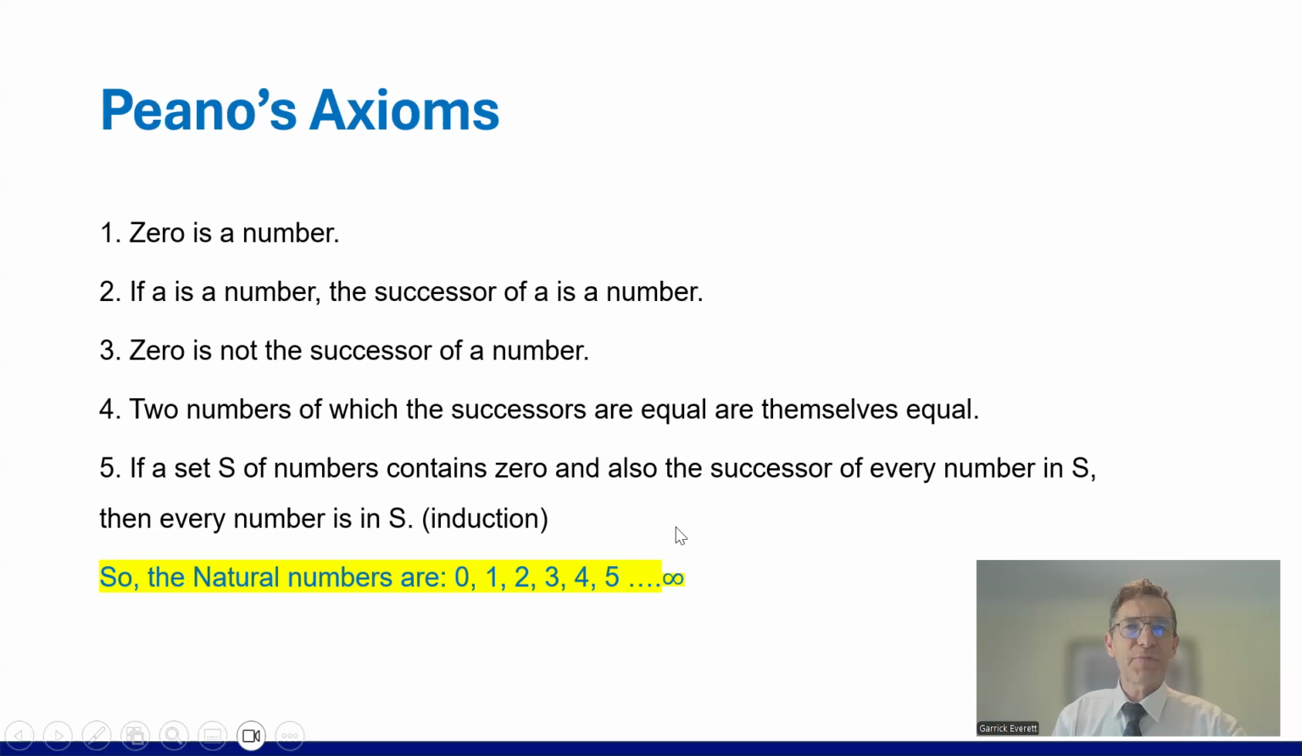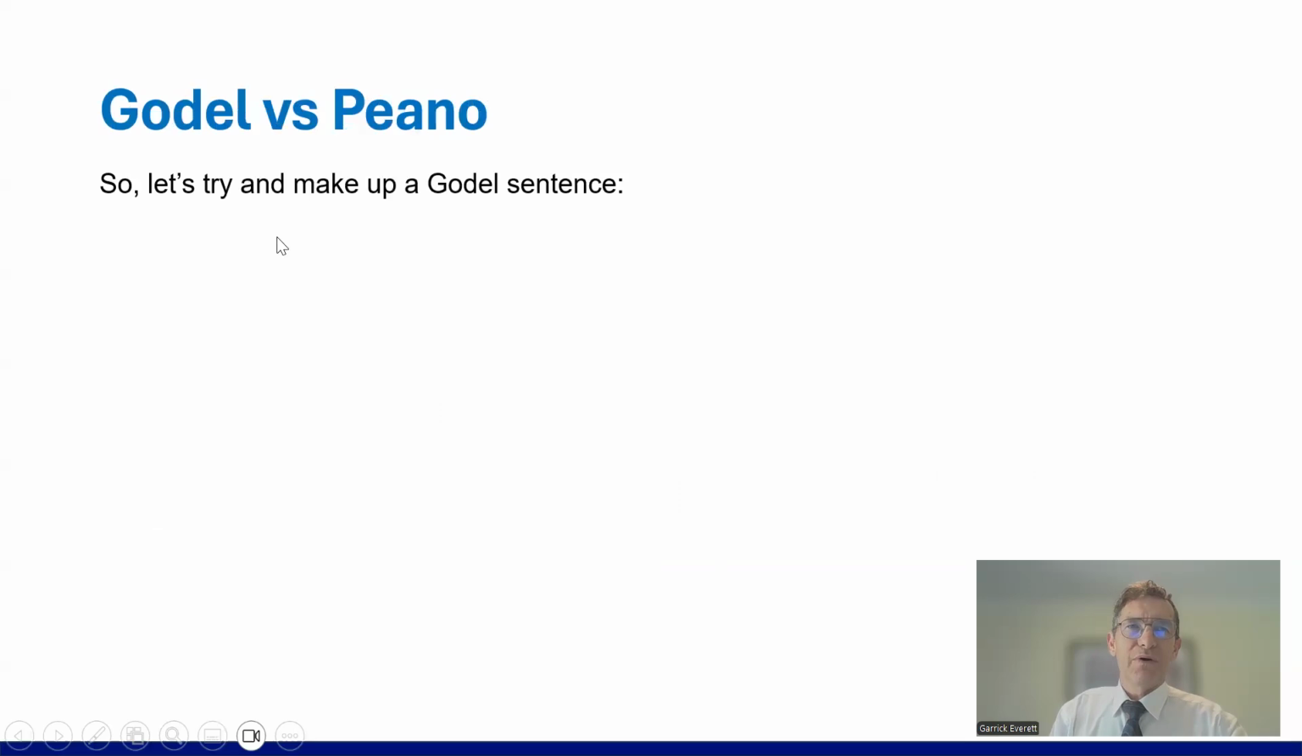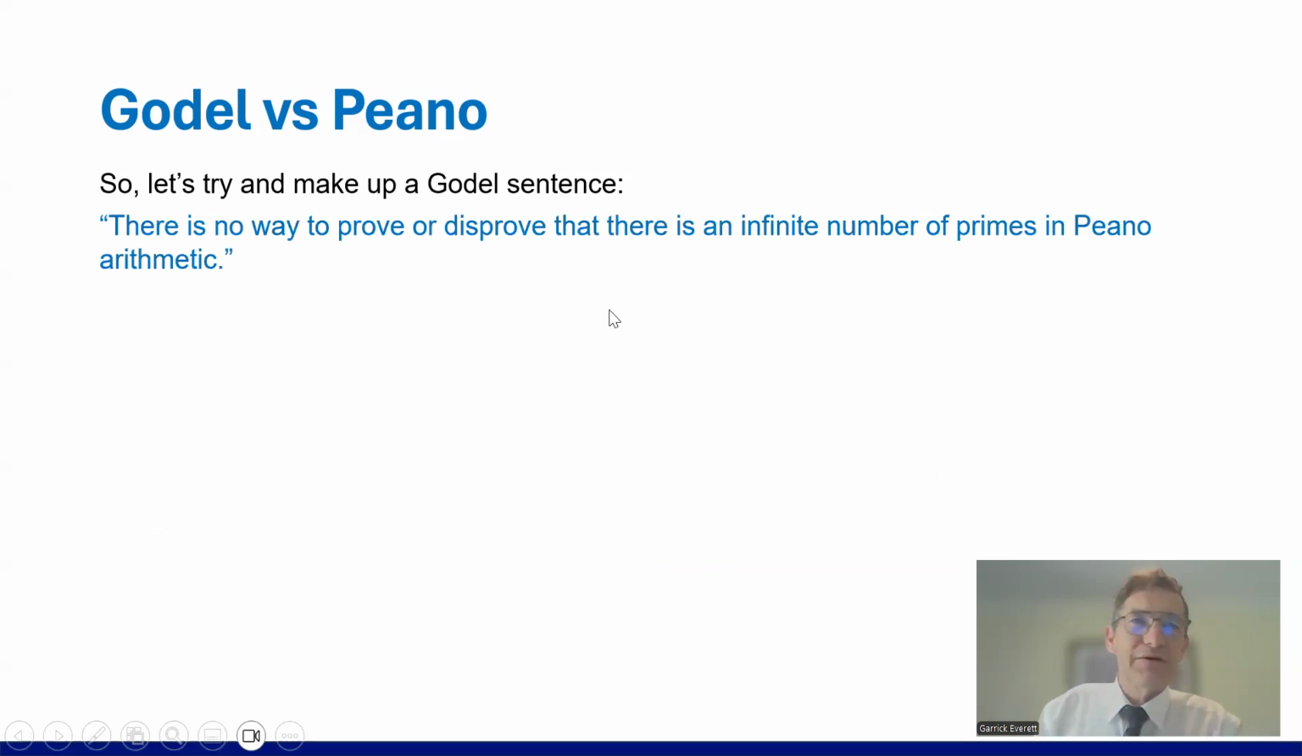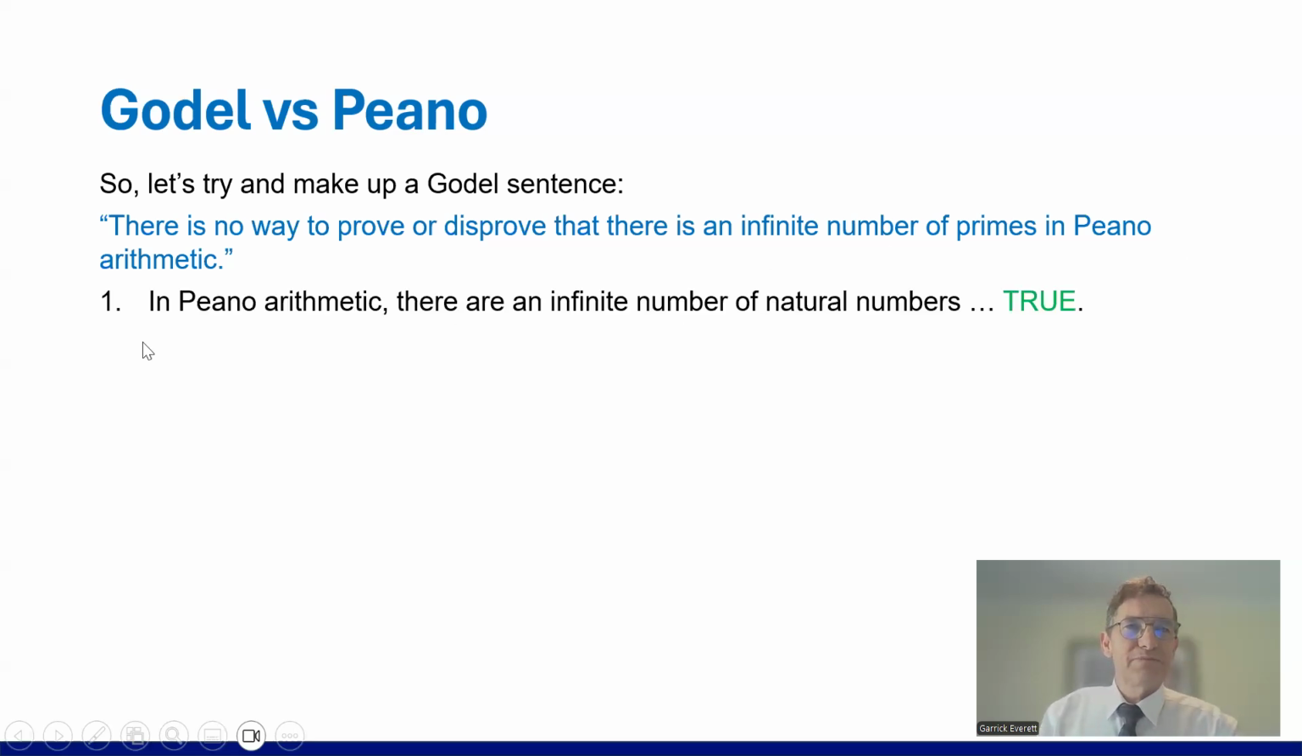All right, so keep that in mind. So here we go. I'm going to try and make up a Gödel sentence for Peano. Now, this is my best attempt to do it. So here's my Gödel sentence. There's no way to prove or disprove that there's an infinite number of primes in Peano arithmetic. All right, this is Dr. Everett's Gödel sentence. I've made one up.